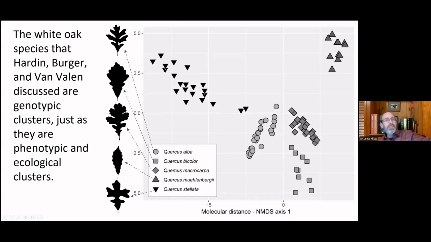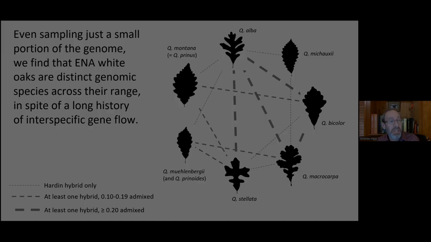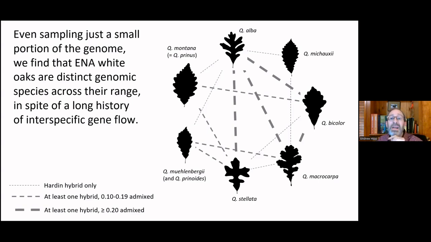Just as they're distinct phenotypically in appearance, and ecologically, where we find them growing on the landscape, they're also genotypically distinct from one another. Yet, even with these data, which happened to be just a little sparse snippet, we found these lines of connection between species, suggesting that while these species are all distinct from one another genomically, they are exchanging genes at a low rate in spite of their distinctness on the landscape.